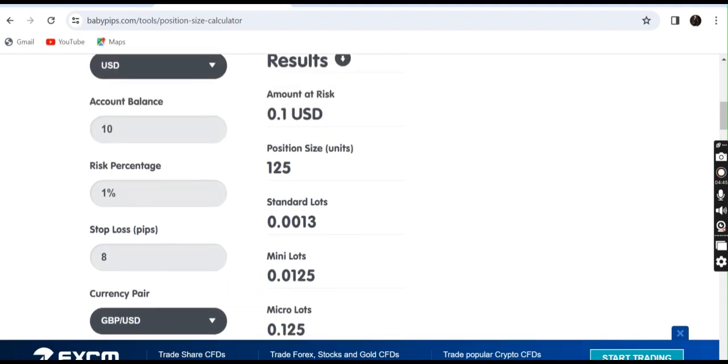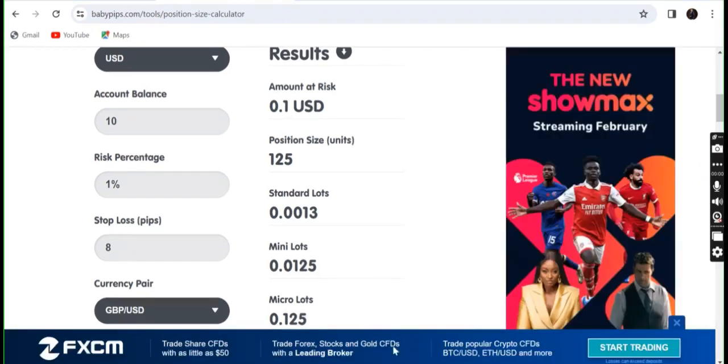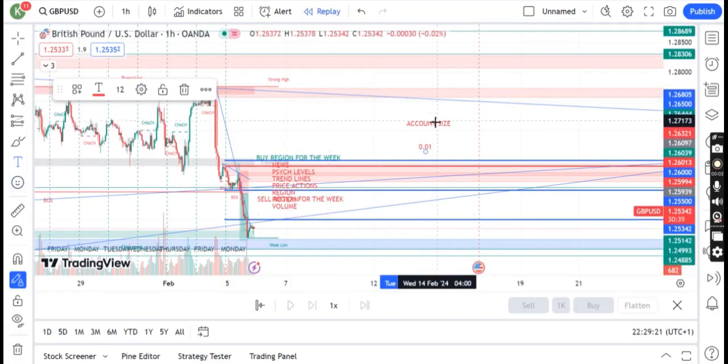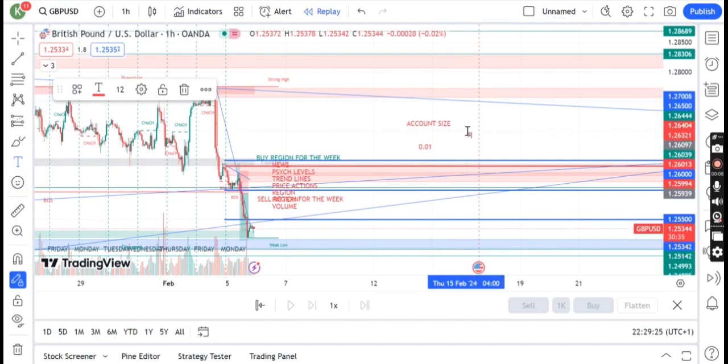So you can see that the risk has dropped. The standard lot has dropped, and you are risking 0.1 USD. So this 0.1 USD is the first thing. Then this leads me to the second thing which I would love to talk to you about, and it is risk reward ratio.